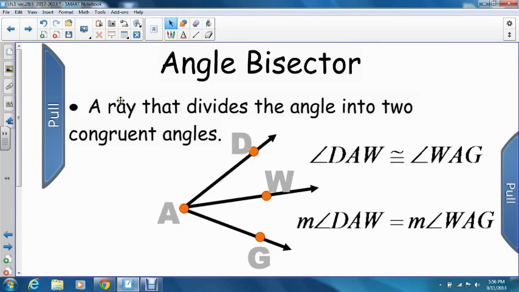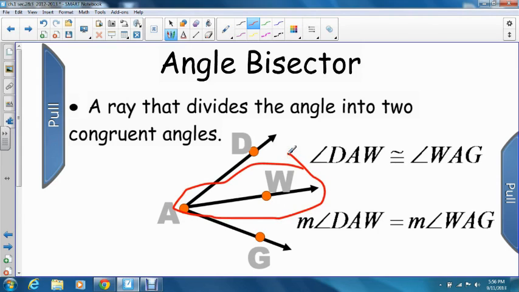My ray, the angle bisector, is AW. Let me circle that here. So this ray, AW, is my angle bisector. That's what divides the angle into two equal pieces. There's a way I could write that in a mathematical sense: angle DAW is congruent to angle WAG. If I use this little m right here, that just means measure, so that lets me know that the degrees are equal. This congruent symbol lets me know that the shapes are equal. The equals sign lets me know that the actual number, the degrees, is equal.